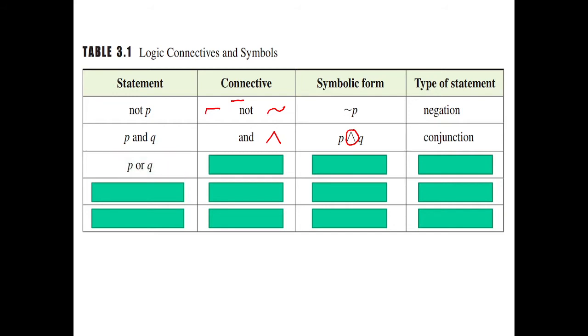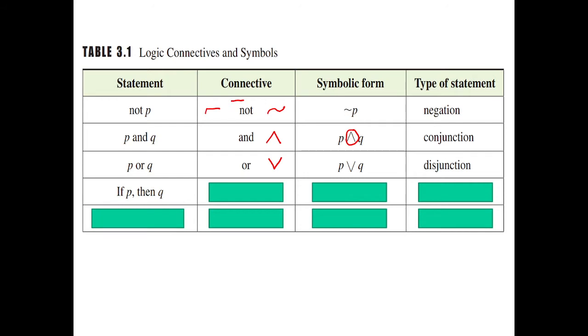Now the third statement, what is our connective here, class? Or. In symbols, this is the symbol for or. It is the reverse of and. And this is what you call a disjunction. Now let's go to the next statement. What is the connective here? If, then. In symbols, this is the symbol for if, then. This is what you call a conditional, a lesson we have already taken.